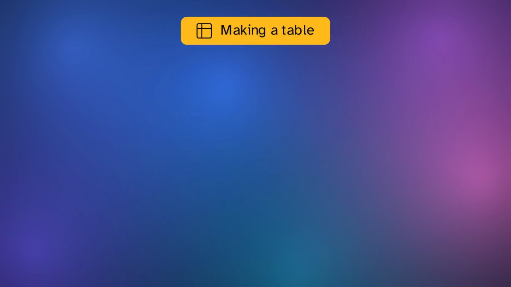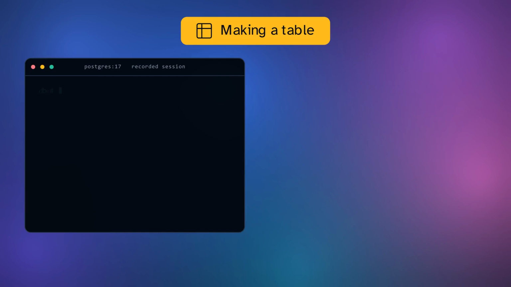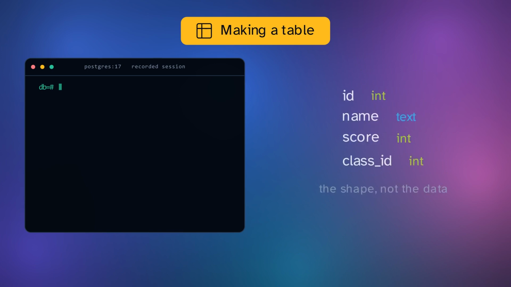Let us make a table. I am at a real PostgreSQL server running in a container on this machine. PostgreSQL is one of the most widely used databases in the world, and it is free. This little prompt is where I type. Before a table can hold anything, we have to describe its shape. What columns does it have, and what kind of thing goes in each one?